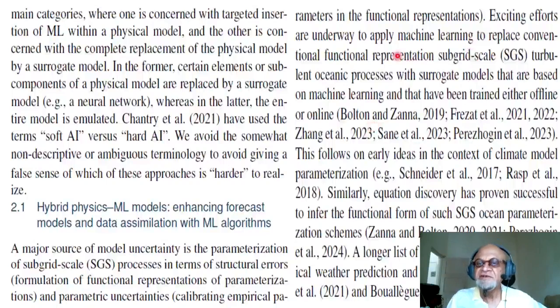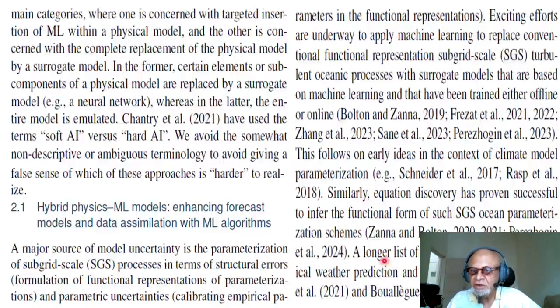Okay, so exciting efforts are underway to apply machine learning to replace conventional functional representation of subgrid scale turbulent oceanic processes. So that's the improvement of parameterizations. Mixing is a big black box. Well, it's not a black box, but we struggle with how to do it right. The data is never enough, and we don't always know exactly how mixing happens. We have many theories based on data. We keep collecting data on turbulence, microstructures, and so on, but we still remain quite deficient in understanding and modeling the mixing. So AIML is beginning to help.